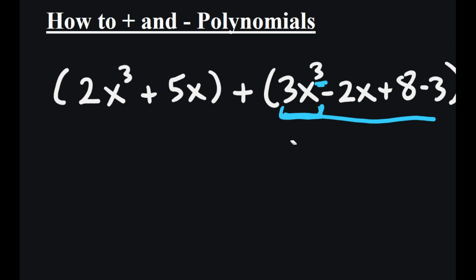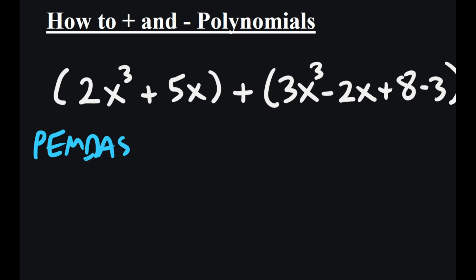So we want to add both of these polynomials together. And how exactly do we do that? First let's follow PEMDAS. If we follow PEMDAS, the first thing we should do is look at what's inside the parentheses. Because we have two sets of parentheses, this and this, covering each polynomial.